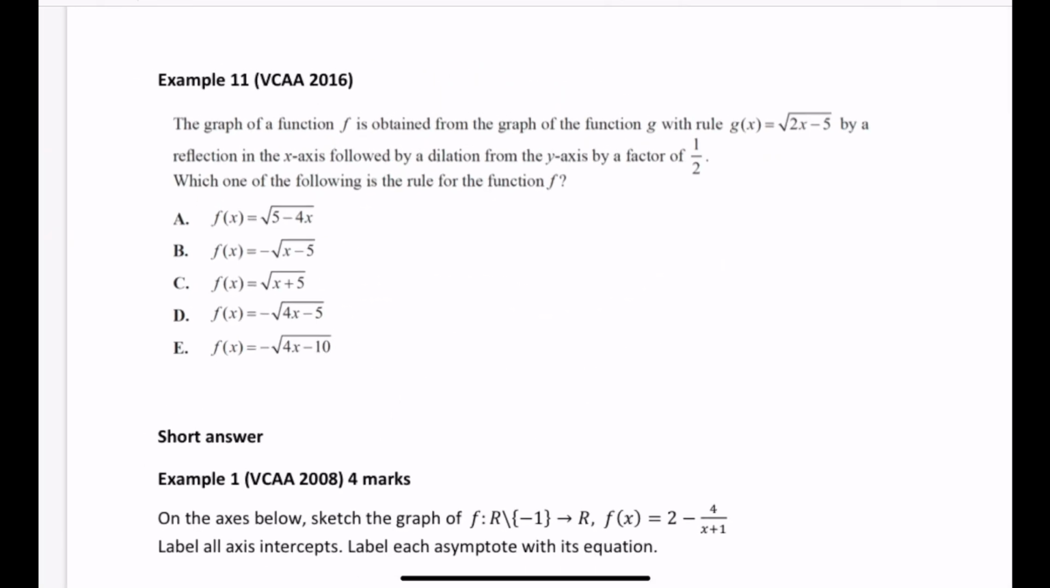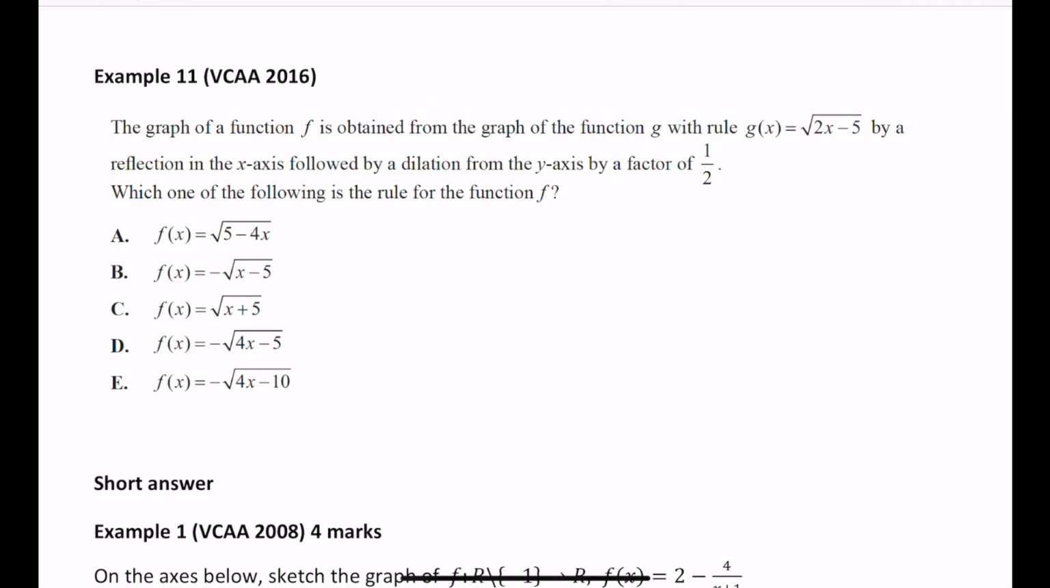All right, last page, example 11. The graph of the function f is obtained from the graph of a function g with that particular rule by reflection in the x-axis followed by a dilation from the y-axis of a half. Which one of the following is the rule of the function f?